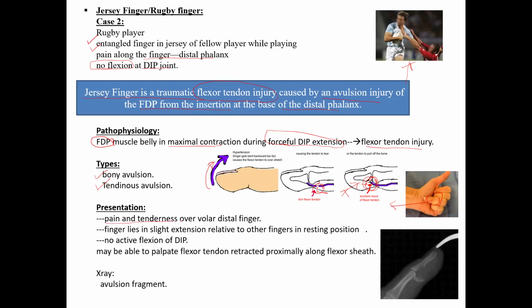So what is the presentation here? There is pain and tenderness over the volar digit, and the finger lies in slight extension because the flexion mechanism is damaged. So there is no flexion possible. It will go naturally, over activity of extension, into extension. And there is no active flexion possible. Why is there no active flexion? Because the muscle responsible for active flexion, that is flexor digitorum profundus, is already damaged. So when there is no muscle pull, there is no possibility of flexion. And sometimes if you do palpation, you can feel the flexor tendon along the course of the finger.